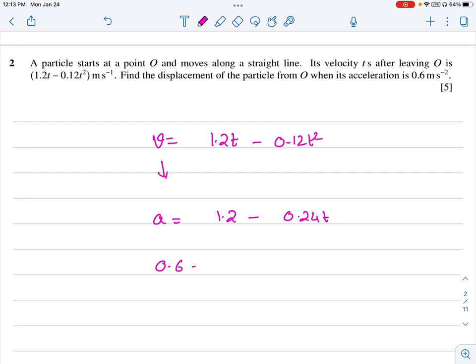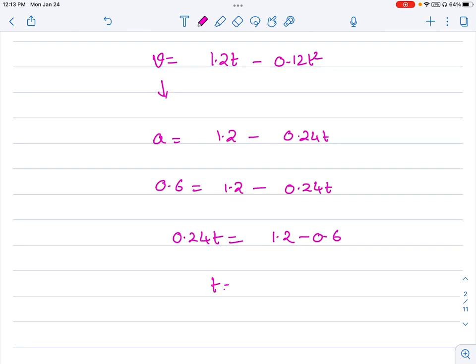So acceleration 0.6 is equal to 1.2 minus 0.24 t. So from that 0.24 t is equal to 1.2 minus 0.6. So t is equal to 0.6 upon 0.24, which becomes 2.5 seconds.